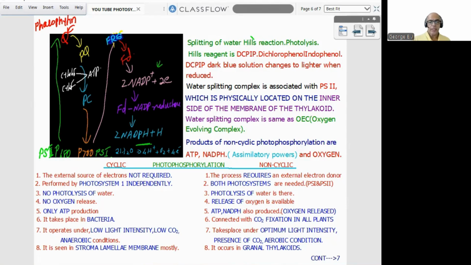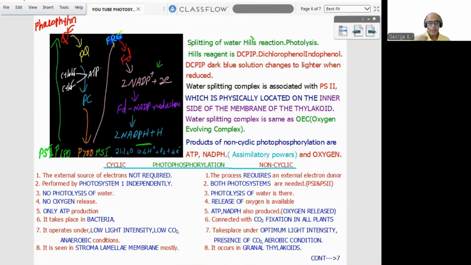Then, cyclic, third one, no photolysis of water. Non-cyclic, photolysis of water will be there. Cyclic, no oxygen released. In non-cyclic, release of oxygen is available. Cyclic, only ATP produced. Non-cyclic, ATP, NADPH, and even oxygen released. Cyclic, it is exclusively seen in bacteria. Non-cyclic, it is connected with carbon dioxide fixation in all plants.